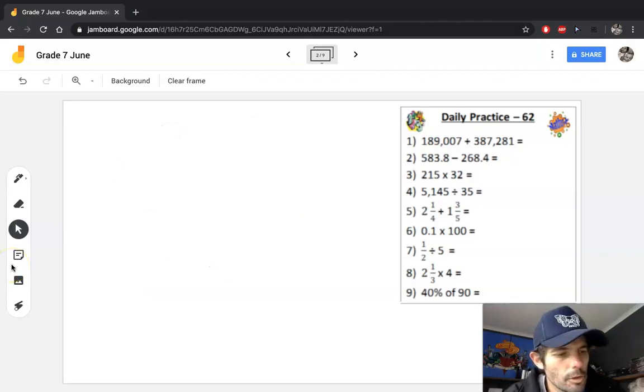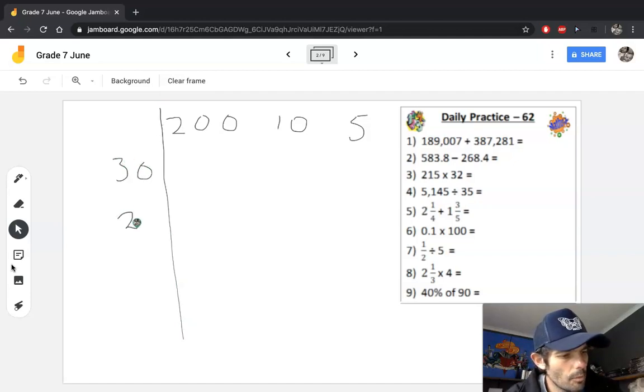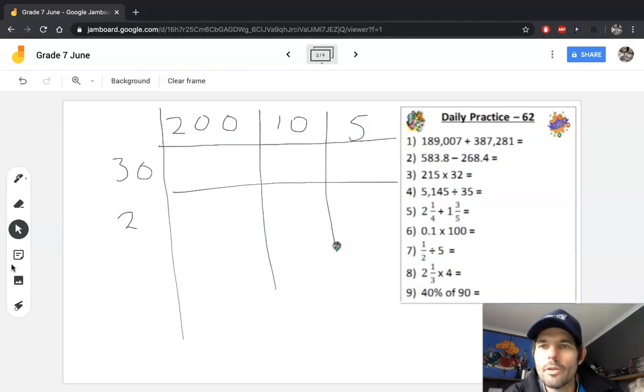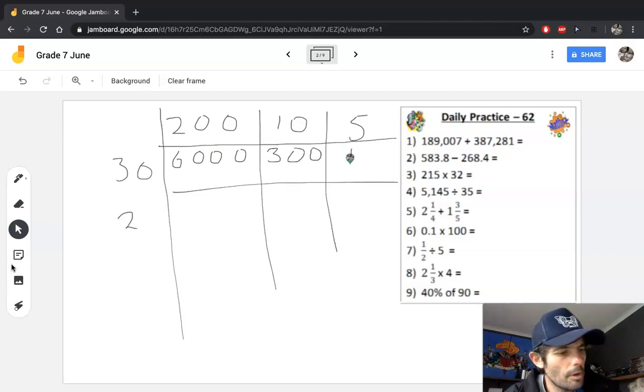Another method we can use is we can split 215 up into 200, 10, and 5. And we can split 32 up into 30 and 2. Okay, and then we can multiply these numbers together, and we can see where we get to. So we know that 30 times 200, so 3 times 200 is 600, and then we need to add that additional 0. 30 times 10, 3 times 10 is 30, so we know 30 times 10 is 300, and 30 times 5 we know is 150.